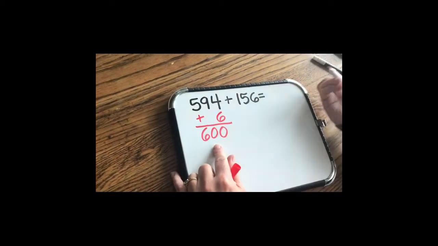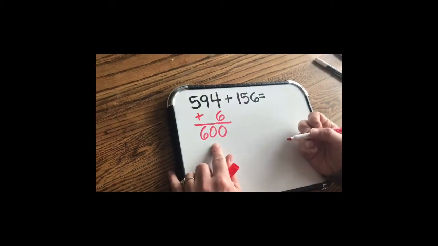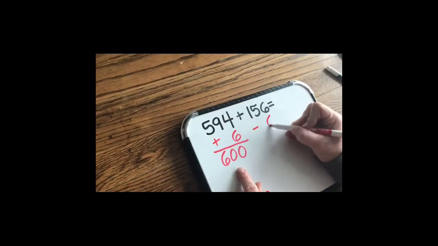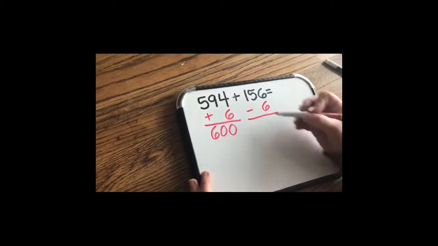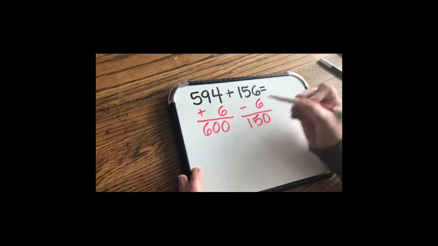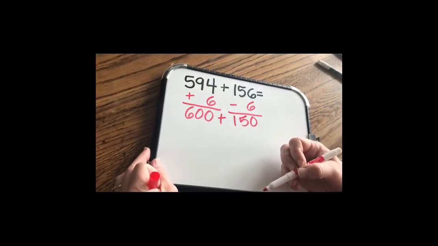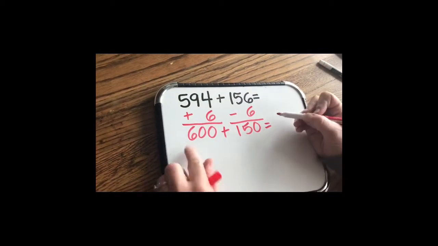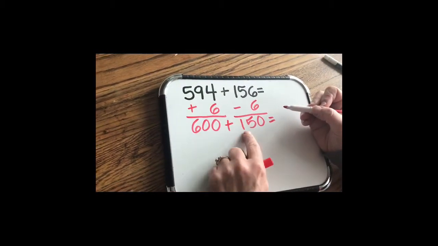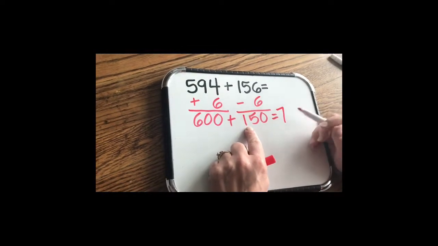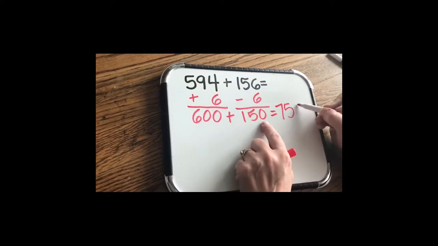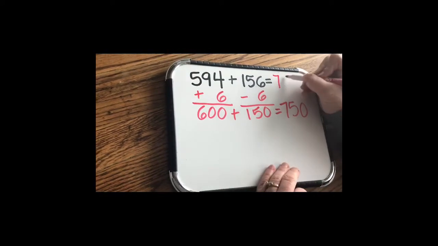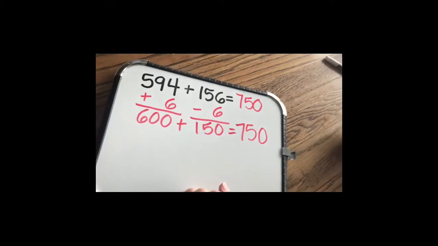But I have to get this 6 from somewhere if I'm going to add it to 594. I'll take it away from 156. 156 minus 6 equals 150. And this is a super easy equation to solve. 600 plus 150. 600 plus another 100 is 700. 0 tens plus 5 tens is 5 tens, and 0 plus 0 equals 0. And that's my sum, 750.